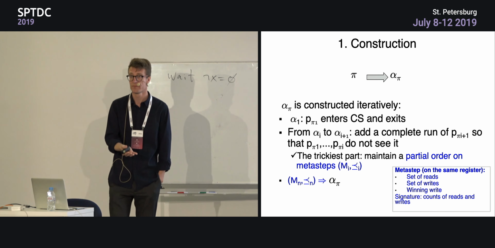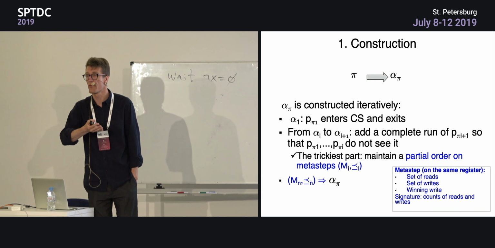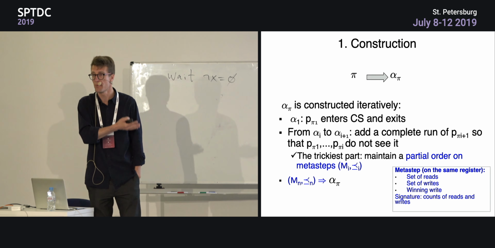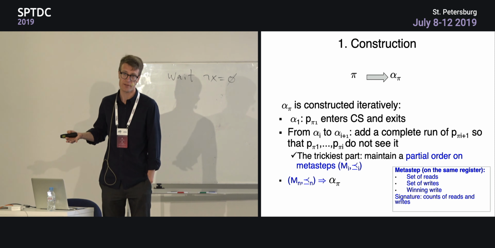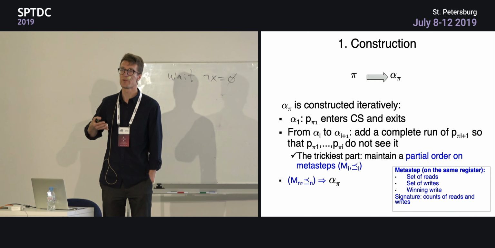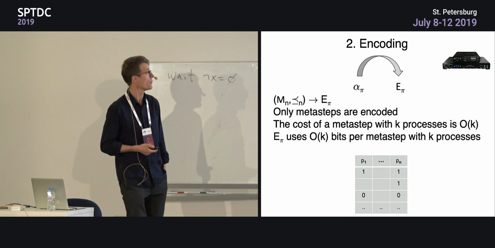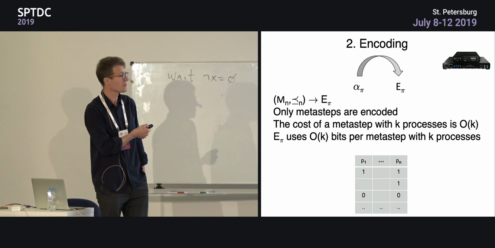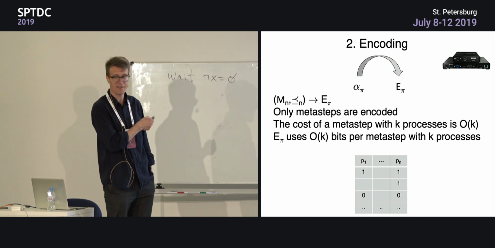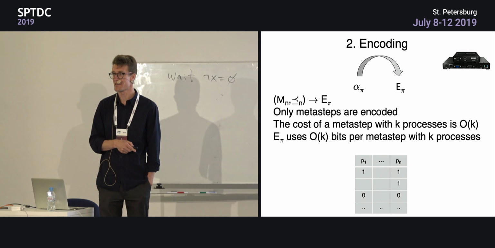So now, for each permutation pi, I have constructed a class of executions. Now I need to encode them, to find the code word for each class. What is the code word? Forget about alpha; now I start with this partially ordered set of meta steps.